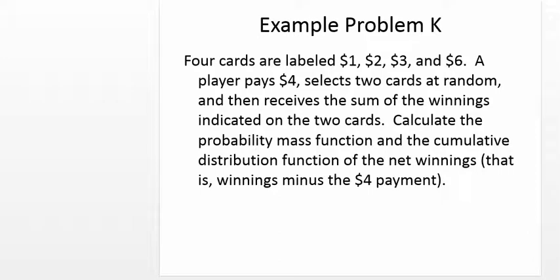The first case that we'll look at is example K, and what we're going to consider here is 4 cards. A player pays $4 and gets 2 cards, and the winnings are the sum of the numbers indicated on the cards, but what we want to keep track of is the net winnings, that is, the sum of the 2 cards minus the $4 payment.